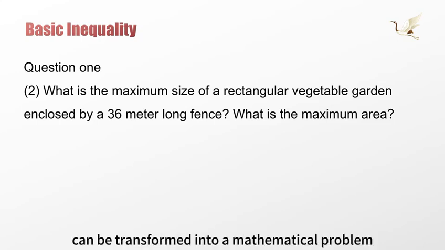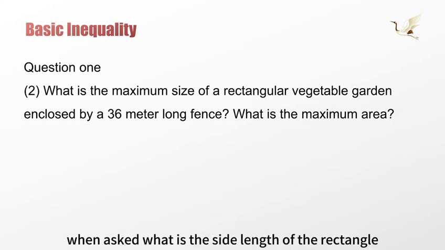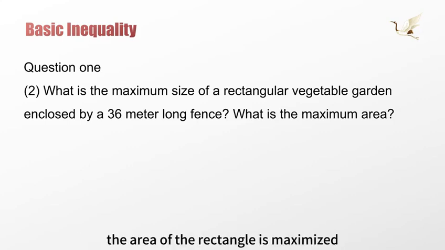This problem can be transformed into a mathematical problem. Given that the perimeter of a rectangle is 36 meters, what are the side lengths of the rectangle when the area of the rectangle is maximized?